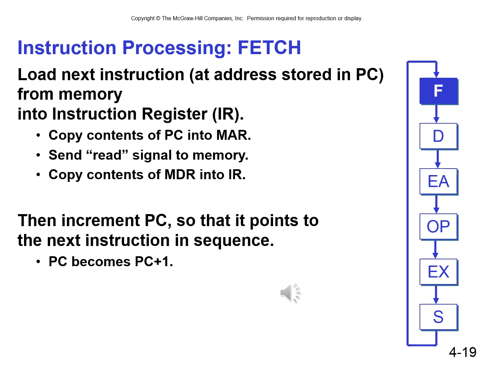So we copy the contents of the program counter into the memory address register. We send a read signal to memory, and then we copy the contents of the memory data register, which is what the memory address register is pointing to, into the instruction register. And then we increment the PC. So before we even decode the instruction, the program counter is +1.